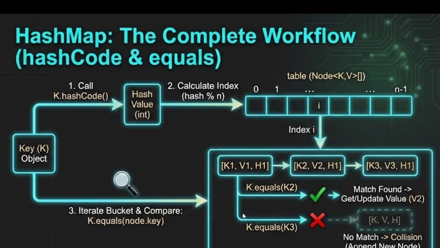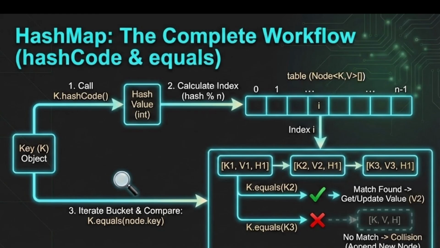Next, what will it do? It will go and compare with K3. Suppose it does not match here, it goes and compares K equals K3, whether a match is found or not. If no match is found, with a collision, what will happen? It will append a new node. See here, a new node is appended with K. The hash code will be H1 here. Why? Because the same hash code will be created.